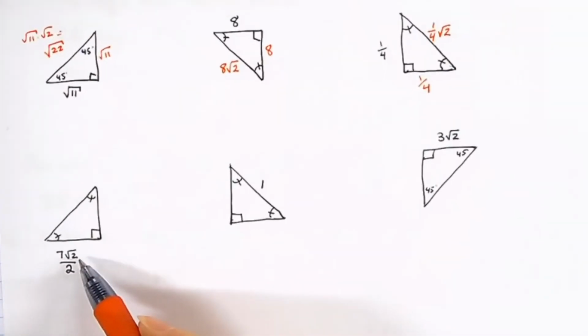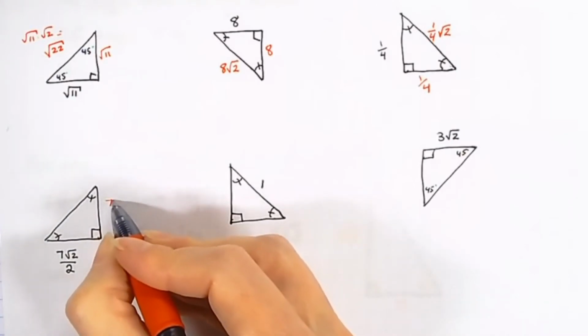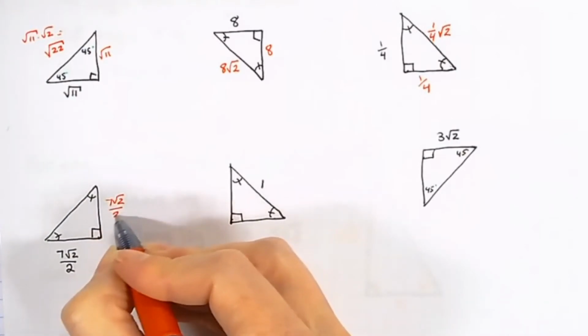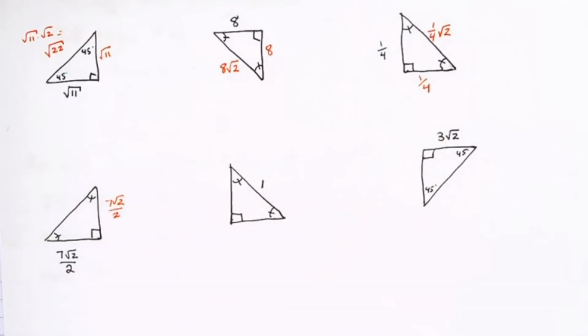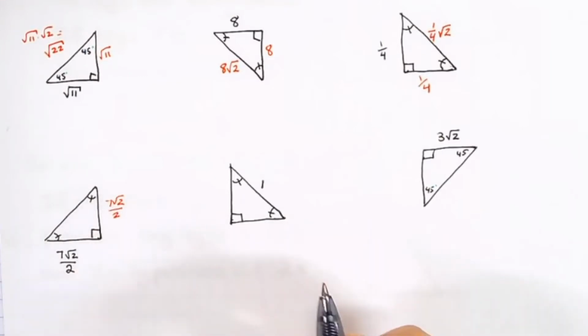This is 7 times the square root of 2 over 2. Don't worry, the other leg is going to be the exact same thing. You don't even need to think about it. The legs are the same in an isosceles right triangle. The hypotenuse is going to be a little more work. It's going to be this number times the square root of 2.